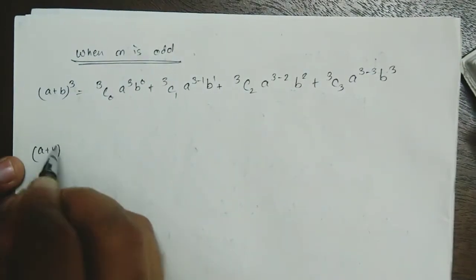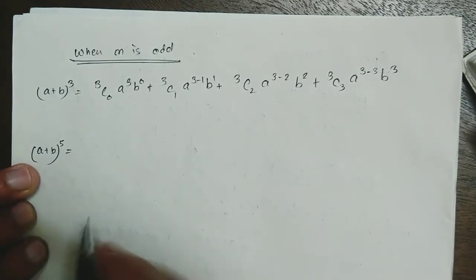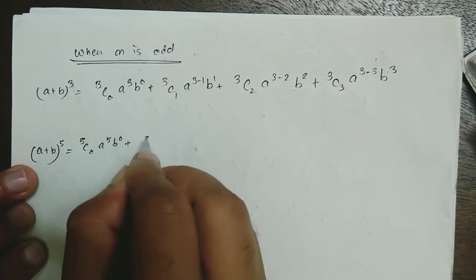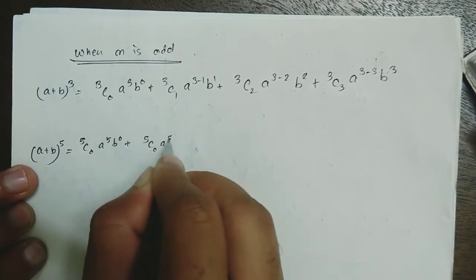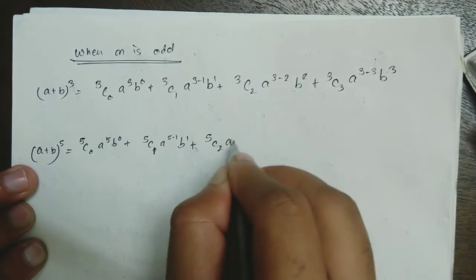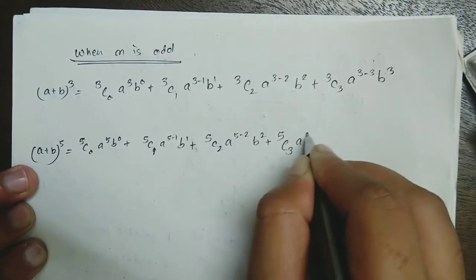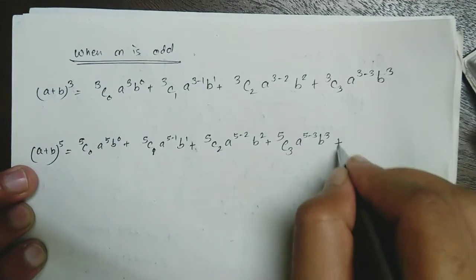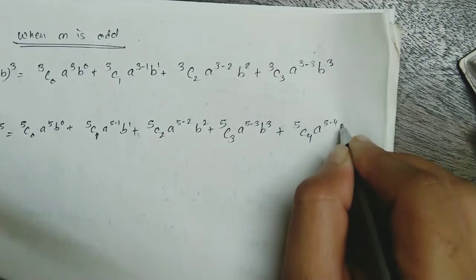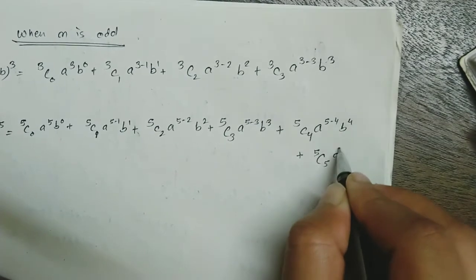আর আমরা এখানে (a plus b) whole to the power 5 কারণ আমরা অড নেওয়ার চেষ্টা করছি। ওকে, 5c0 a to the power 5 b0 plus 5c1 a to the power 5 minus 1 b1 plus 5c2 a to the power 5 minus 2 b square plus 5c3 a to the power 5 minus 3 b3 plus 5c4 a to the power 5 minus 4 b4 plus আরেকটা হচ্ছে 5c5 a to the power 0 b to the power 5.